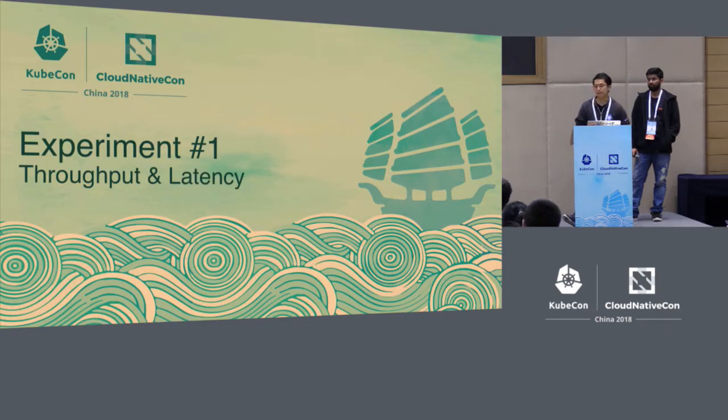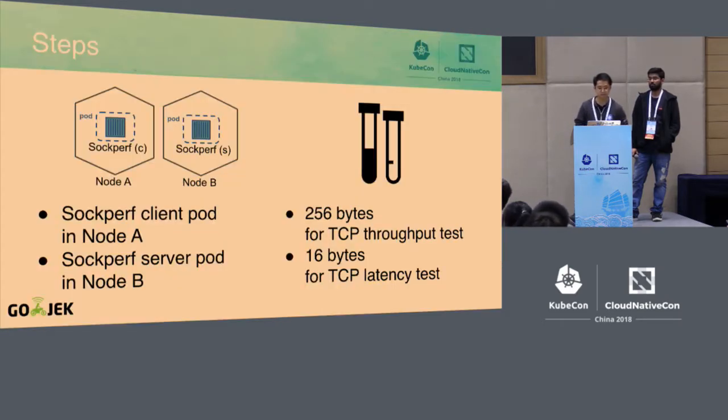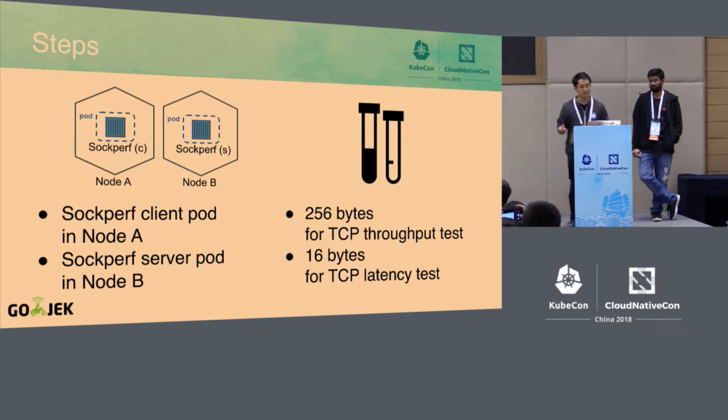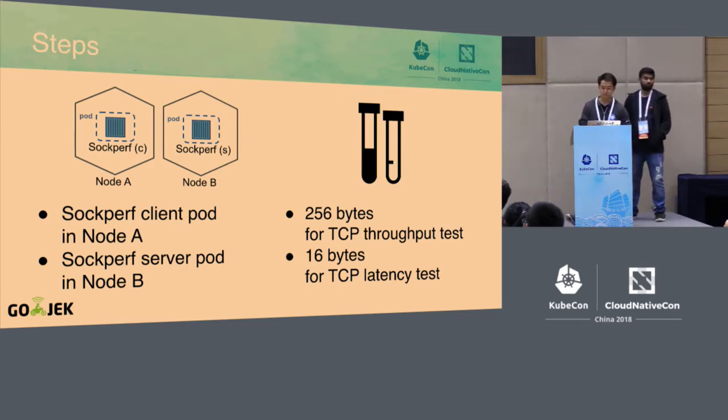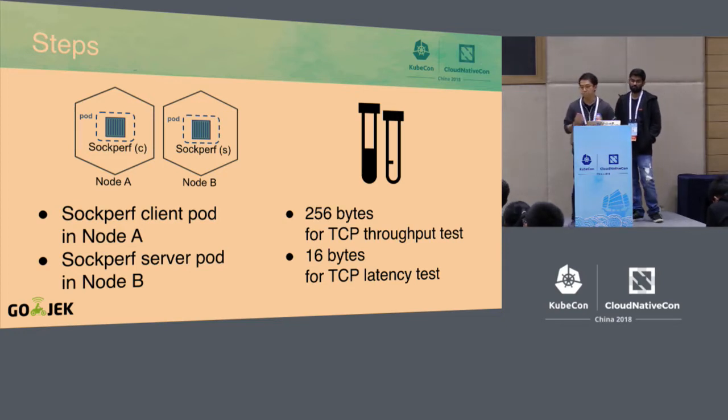Our first experiment is on throughput and latency, which is pretty basic. In this case, we were running a SockPerf client pod in node A, the first node in our Kubernetes cluster, and a SockPerf server pod in the second node, or node B. We then configured the packet size to be a fixed 256 bytes for TCP throughput tests, as well as 16 bytes for the TCP latency tests. We used host network without any CNI plugin to be our baseline.